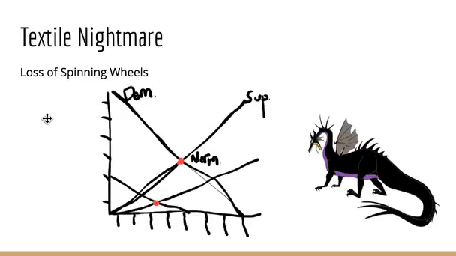The next one comes from Sleeping Beauty, and in this scenario, the king asks all of the spinning wheels to be burned in the kingdom. And so we're seeing how that would affect the supply and demand of things like yarn, thread, and cloth.